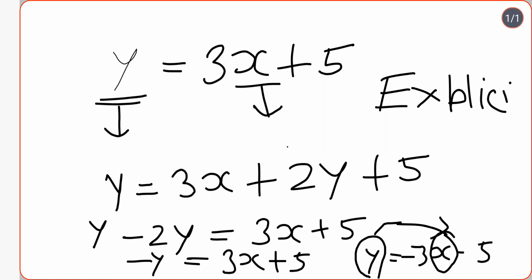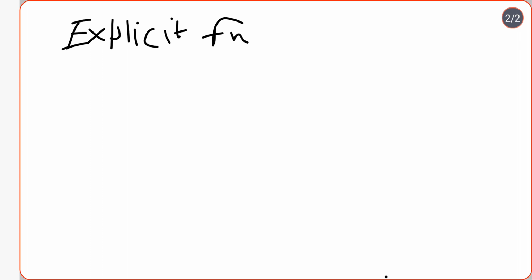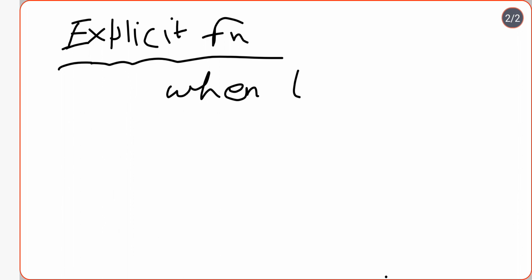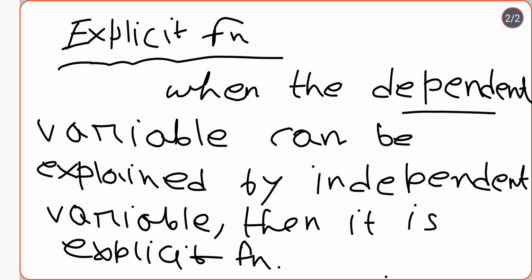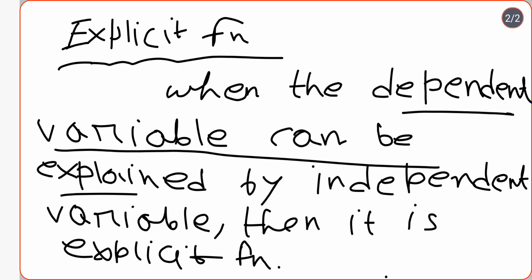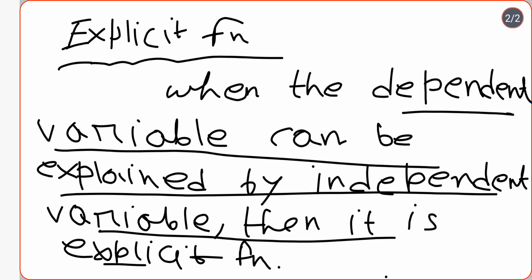If I have to give the explanation or definition of the explicit function, then what can I write? The definition of explicit function is very simple. When the dependent variable can be explained by the independent variable, then it is an explicit function.